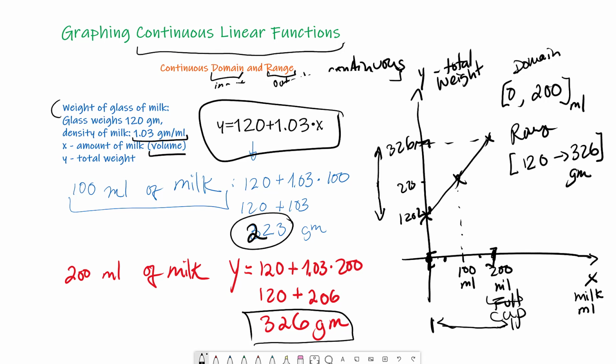So it is a continuous domain and a continuous range, which are different from the previous example where we had discrete weights of pennies or coins.